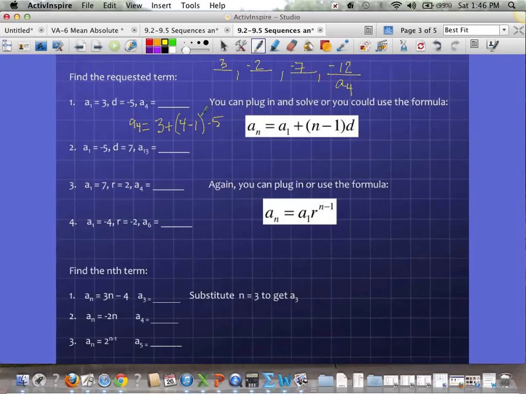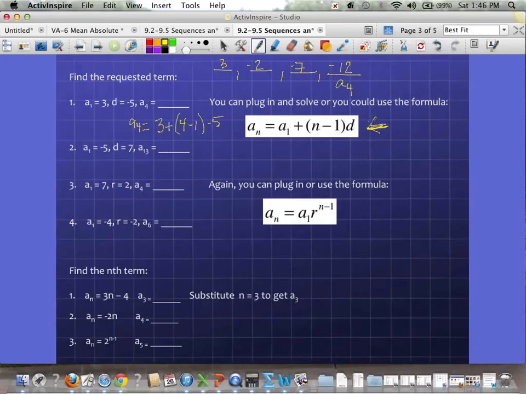And this is multiplying, okay? So 4 minus 1 is 3. 3 times a negative 5 is a negative 15. Negative 15 plus 3 makes negative 12. Okay, so you can do it either way. This formula is going to be on your formula sheet. You will not have to memorize it. So if that's what you want to do, that's fine with me.